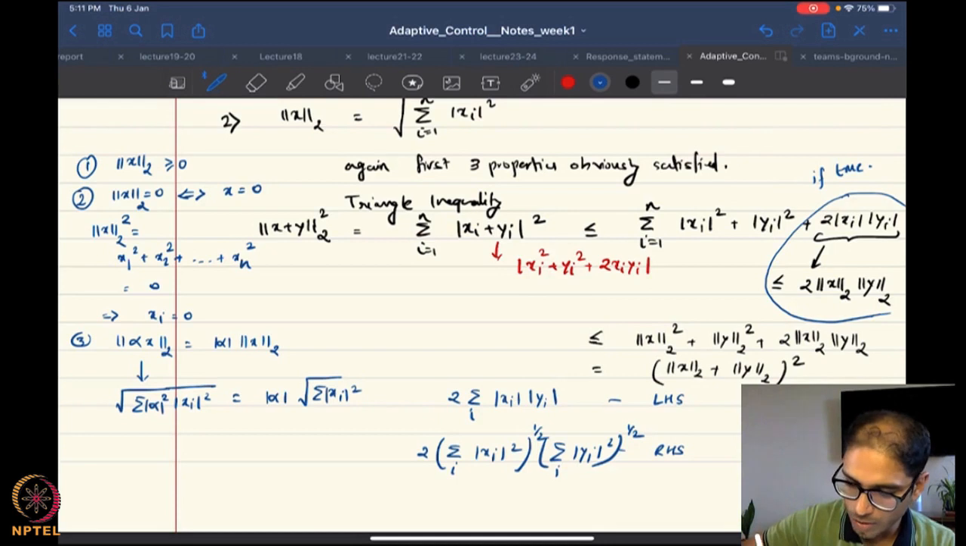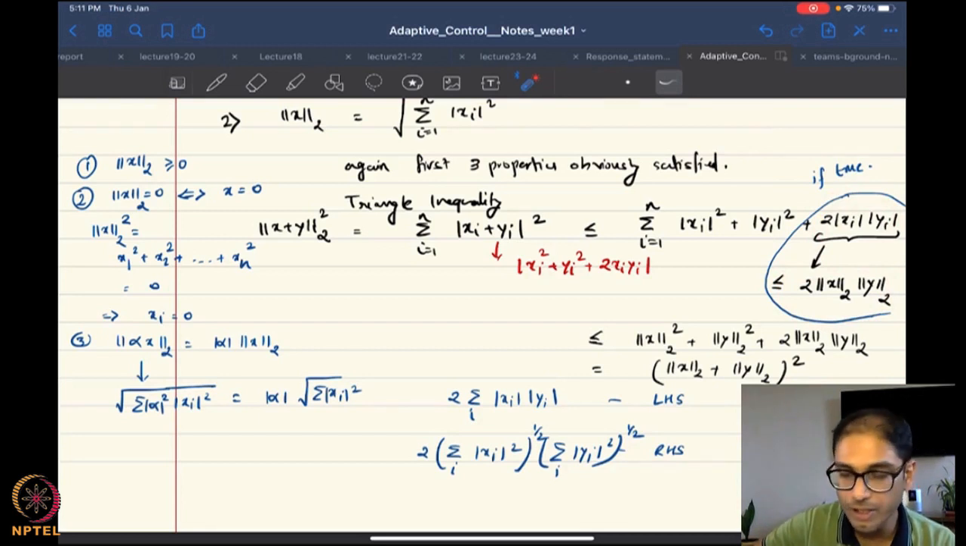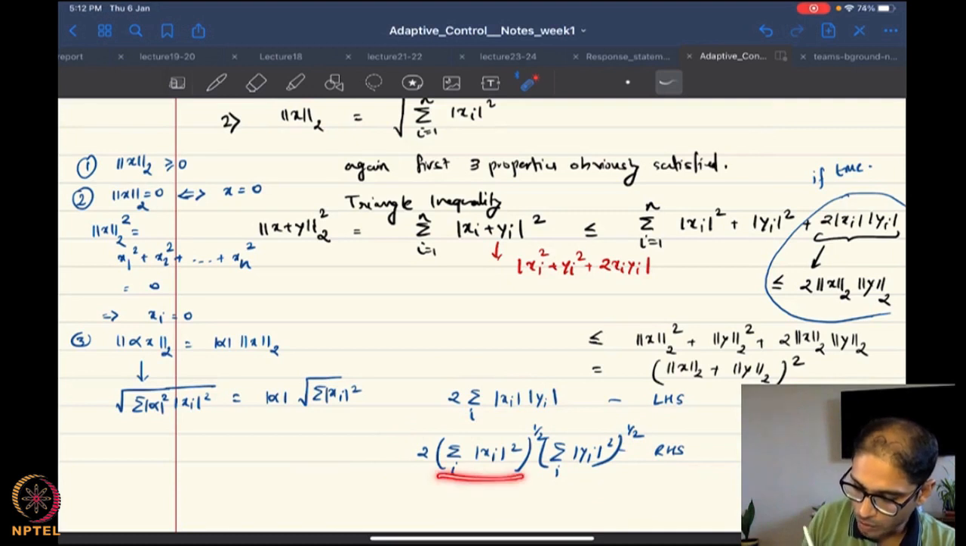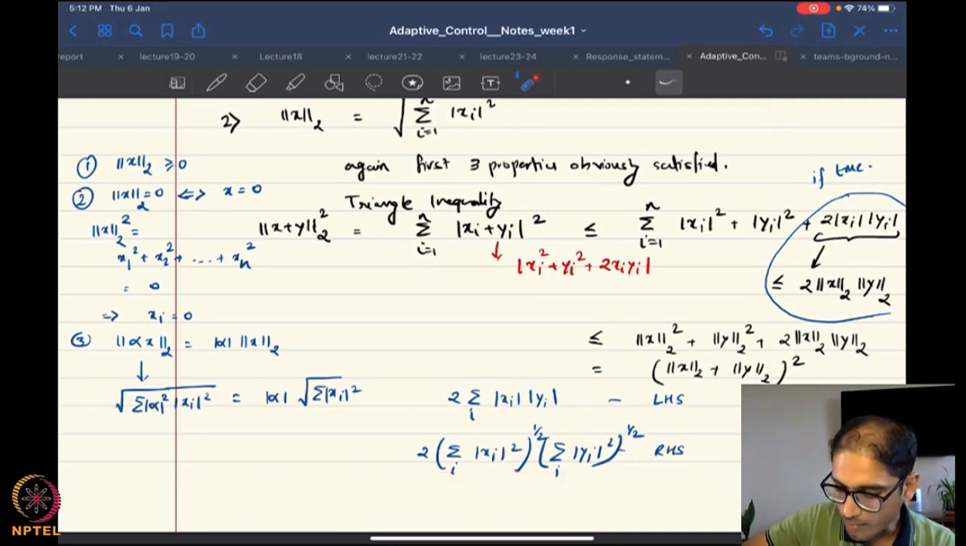The terms look rather similar. The 2xi yi and 2xy look very similar, but actually they are very, very different looking terms when you expand them. So the LHS actually looks something very simple like this. The right hand side is this. So you have a square root and so on.